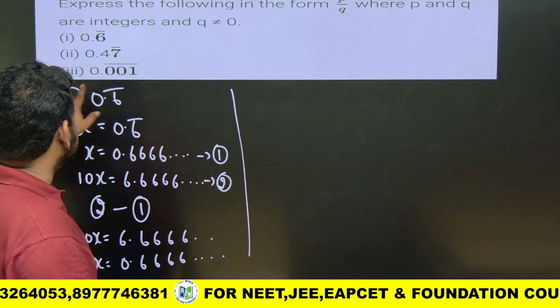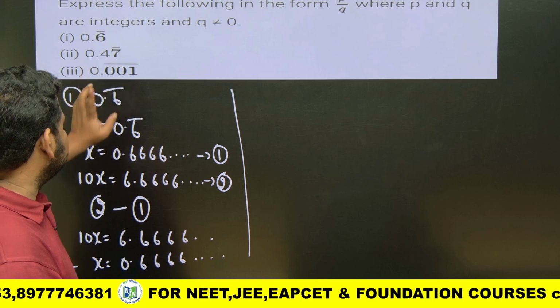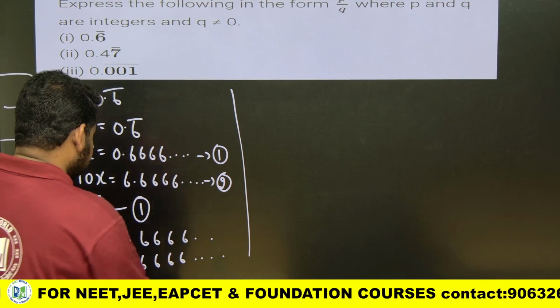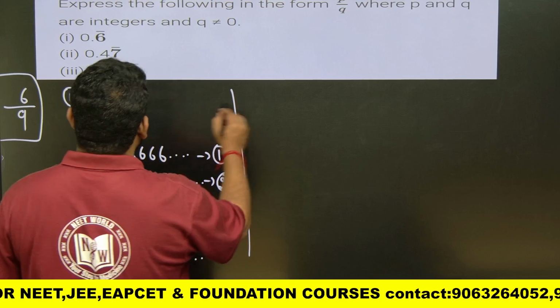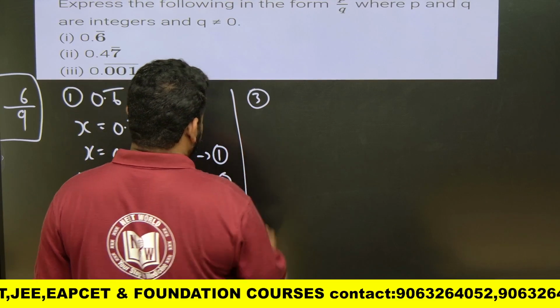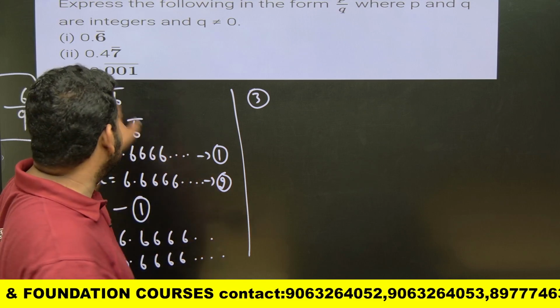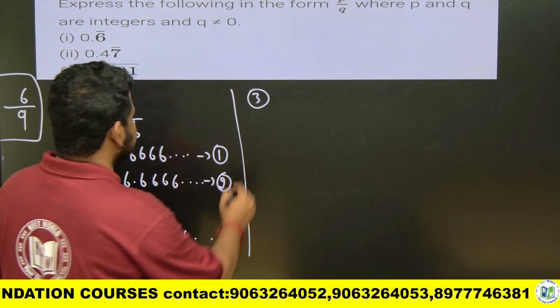Now let us go to the third question. I am not doing the second question, because before that I will have to teach you some concepts. Third question is simple, similar to what we have already solved, because 0.1 bar we solved, 0.11 bar we solved. Now we have to solve 0.001 bar. So how is this given?